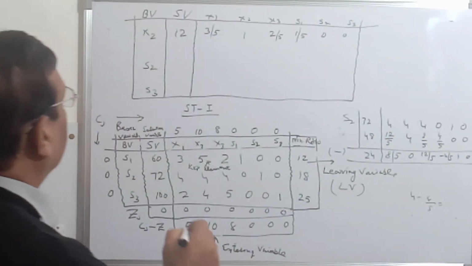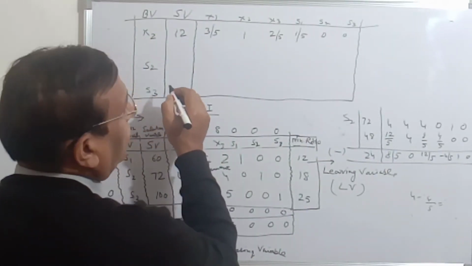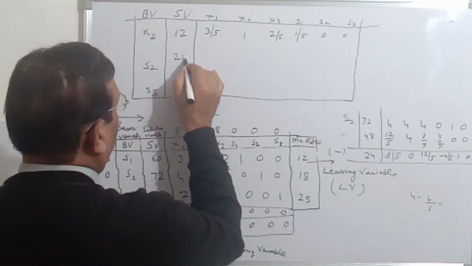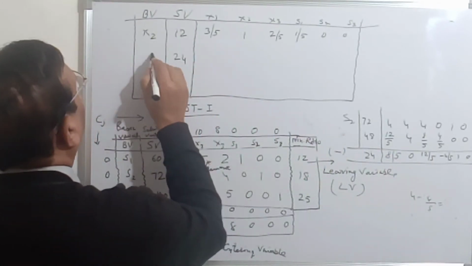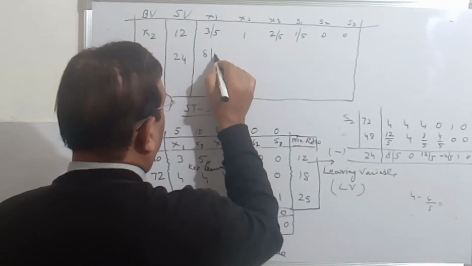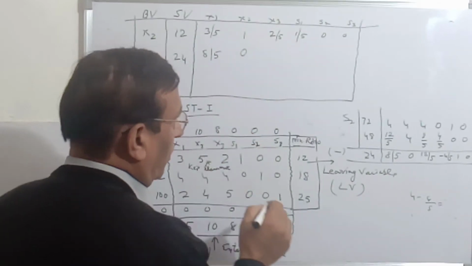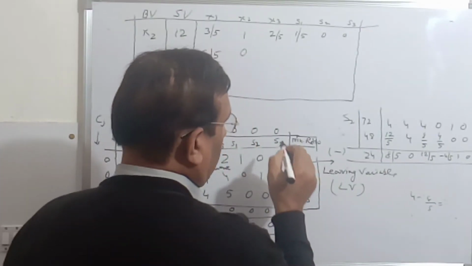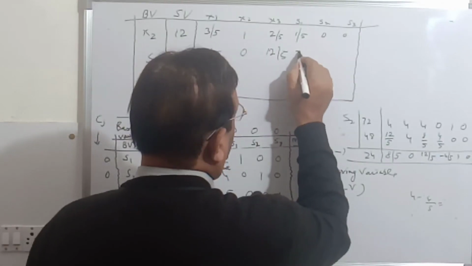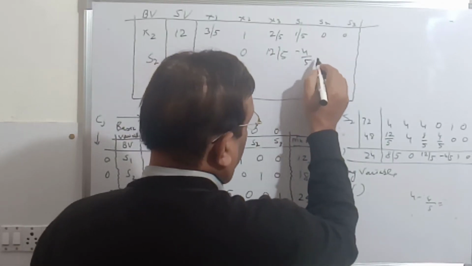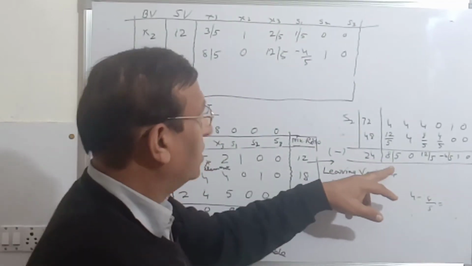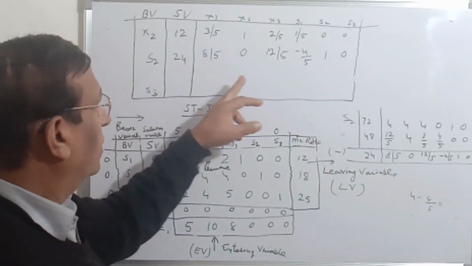Now write down like this. This is now the S2 row: 24, 8 by 5, 0, 12 by 5, minus 4 by 5, 1, 0. This is the calculation of this row.